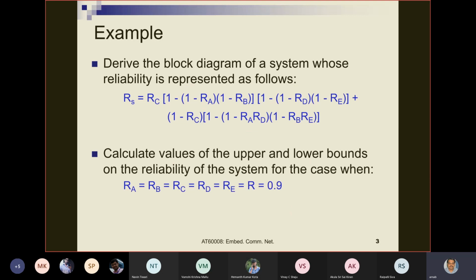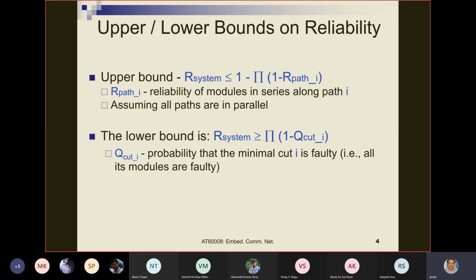Calculate the values of upper and lower bounds on the reliability of the system for the case when RA, RB, RC, RD, RE equals R equals 0.9. Now, to do this, because I did not give you the slide much ahead, I will just give you this as a recap as to what was our formula for deriving the upper and lower bounds on reliability. So what was our formula for deriving the upper bound on reliability?